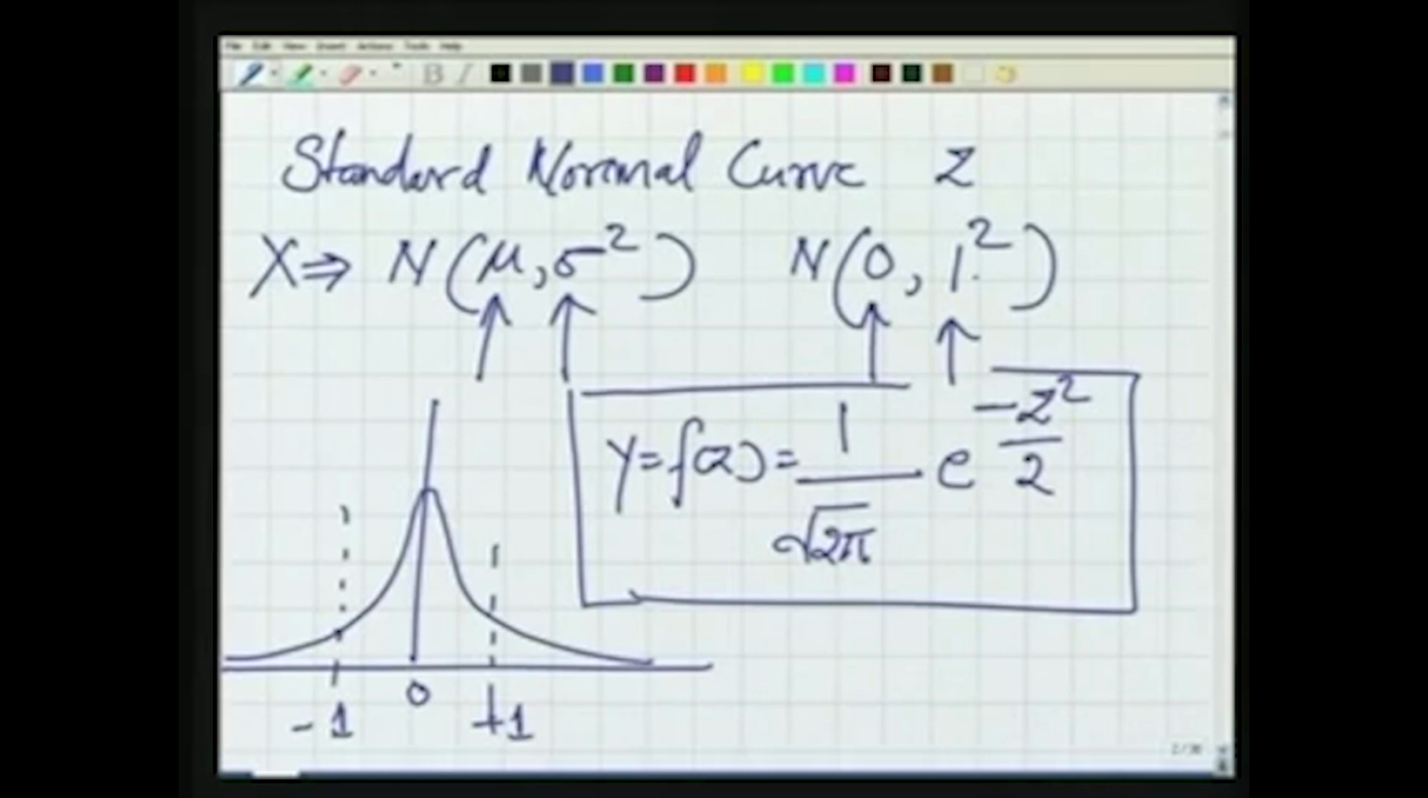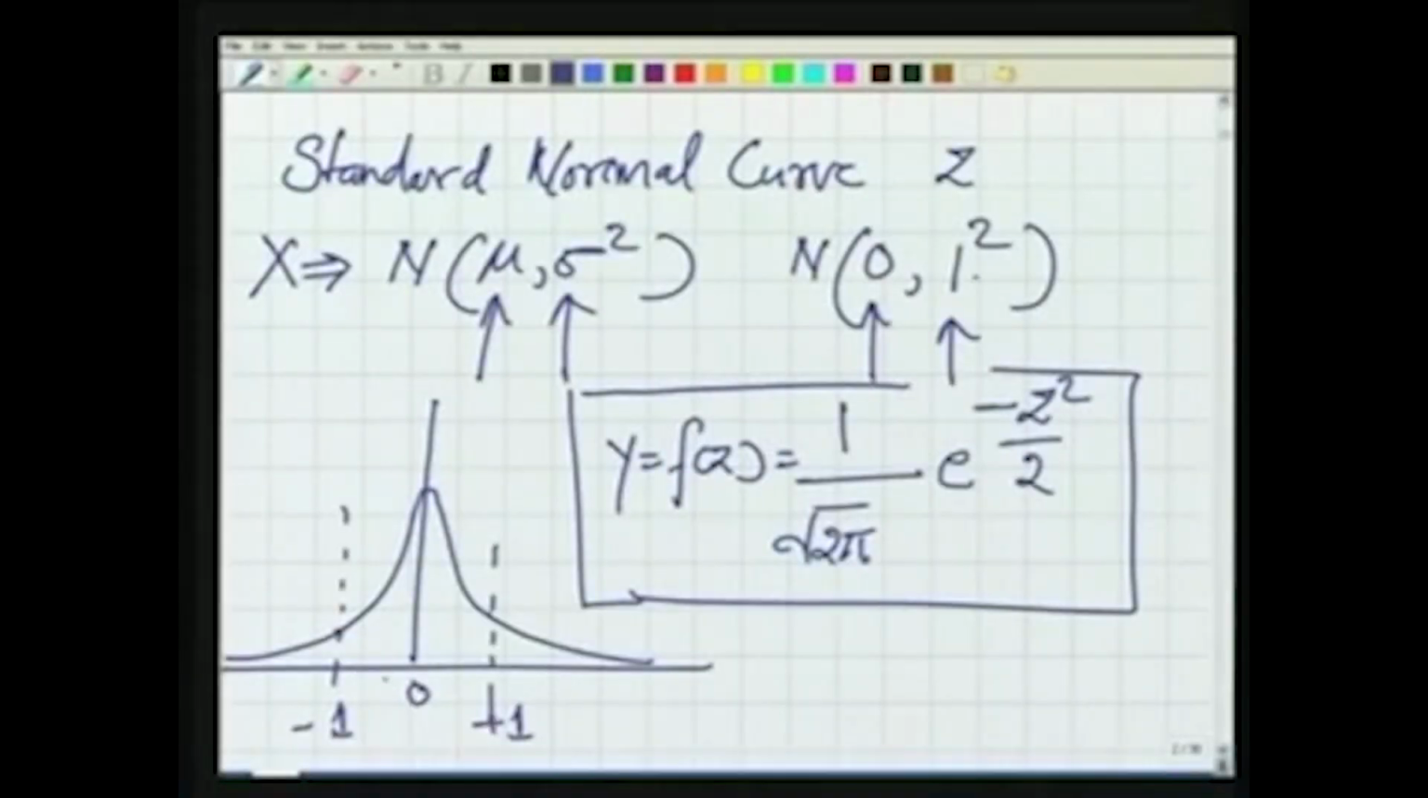What we will do, we will try to make use of this standard normal curve, because for standard normal curve we can compute the probability of occurrence of these values here. There are some standard tables. We will try to make use of those tables in our computations. So, this is why we need to discuss this.